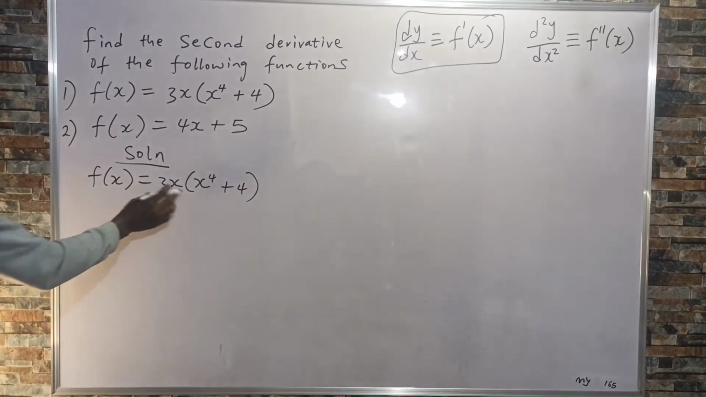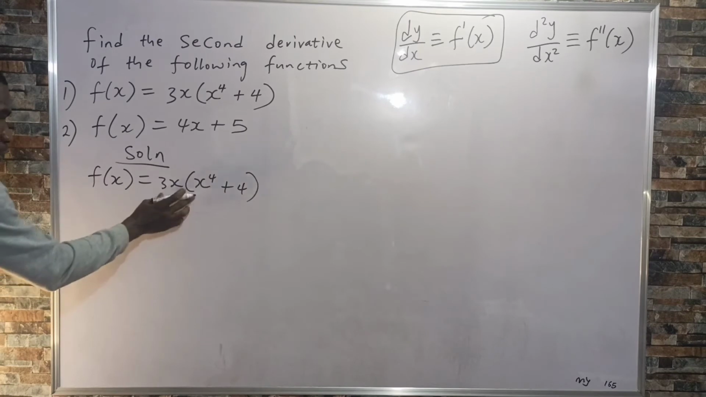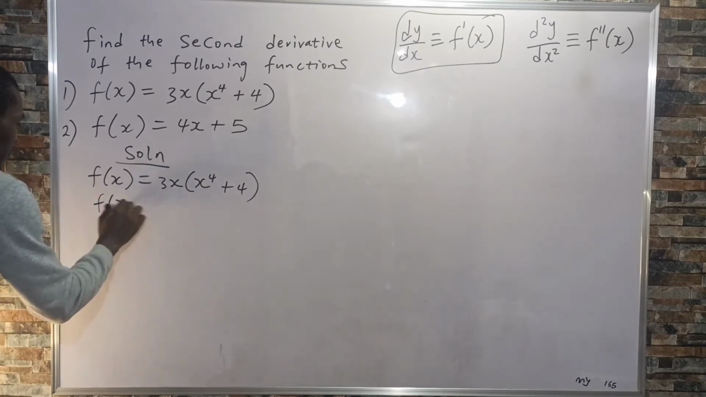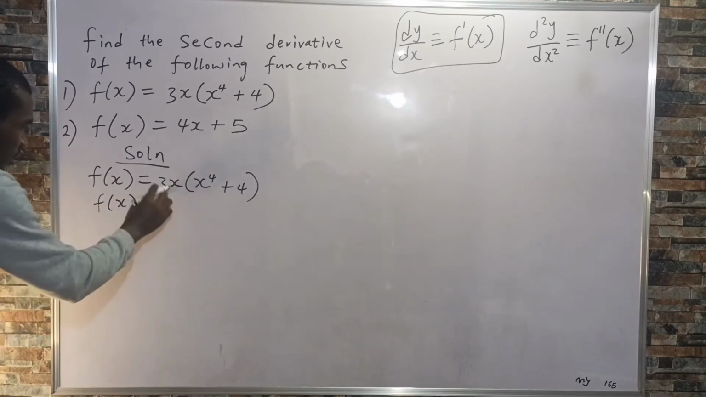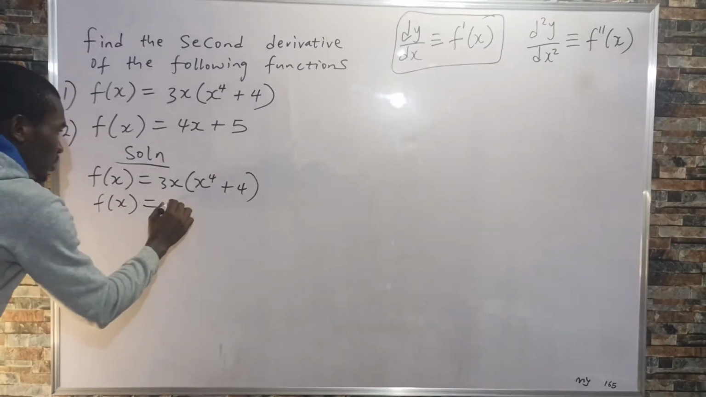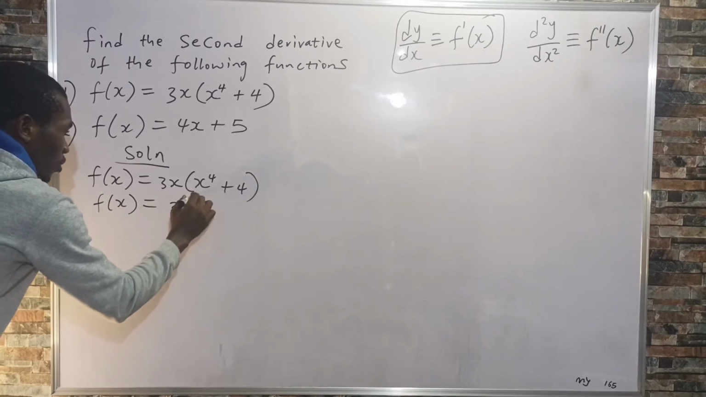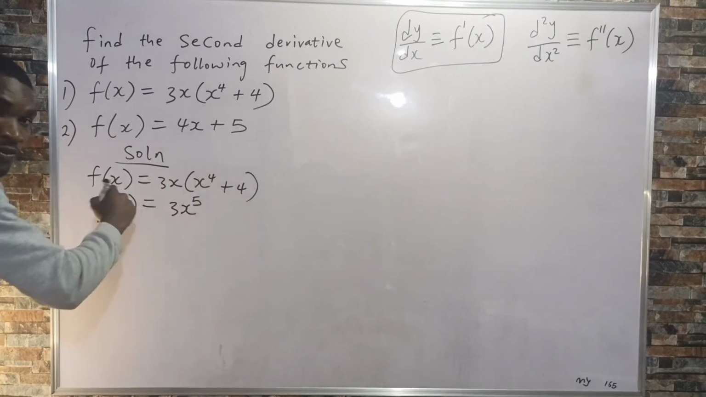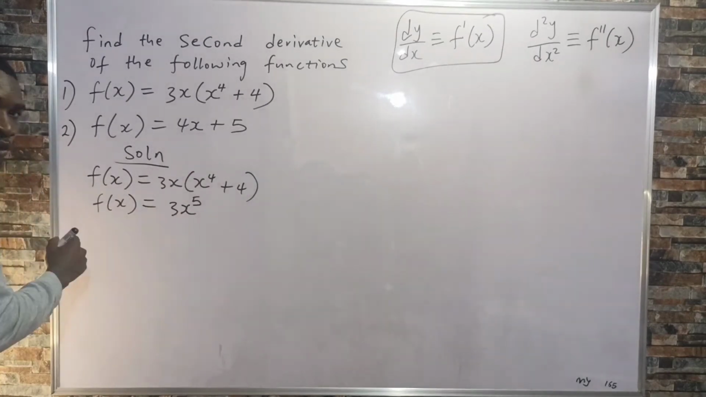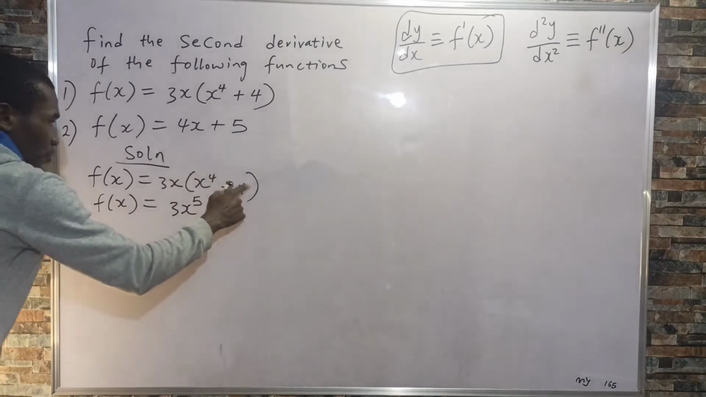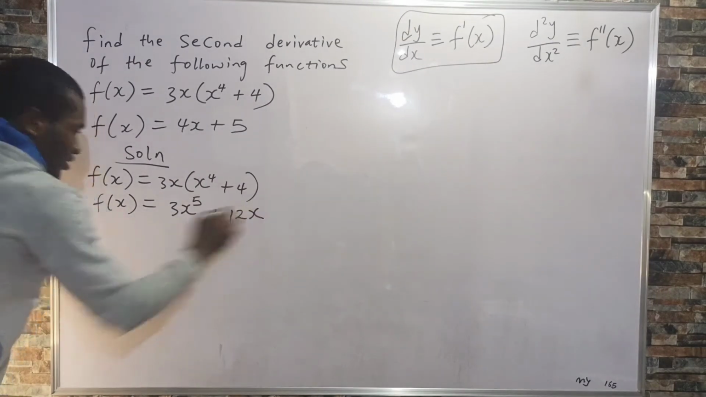Before we differentiate this function, let's first of all open up this bracket. And opening up the brackets here, we have that f of x is equal to 3x multiplied by x raised to the power of 4 will give us 3x raised to the power of 5, because x multiplied by x raised to the power of 4 will give us x raised to the power of 5. Then plus 3x multiplied by 4 will give us 12x.